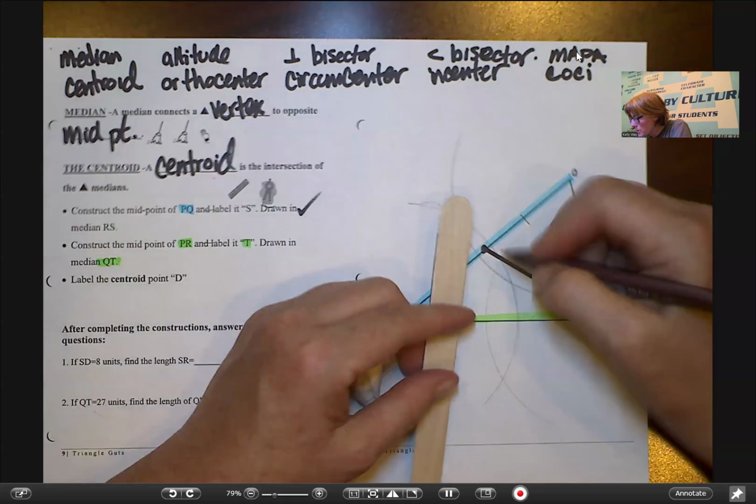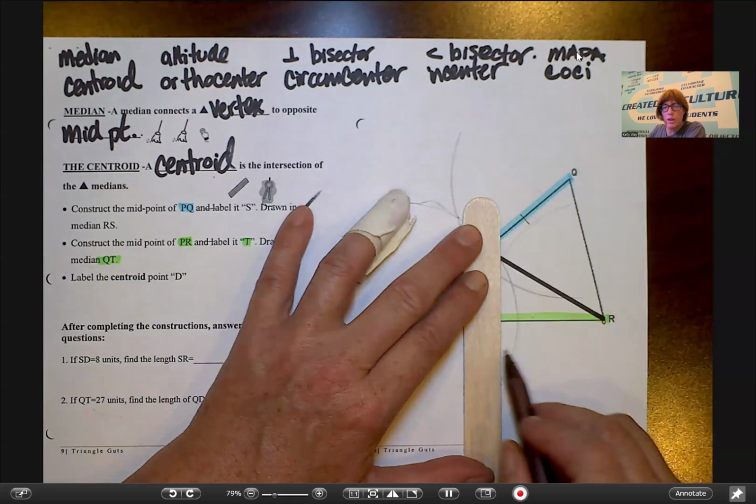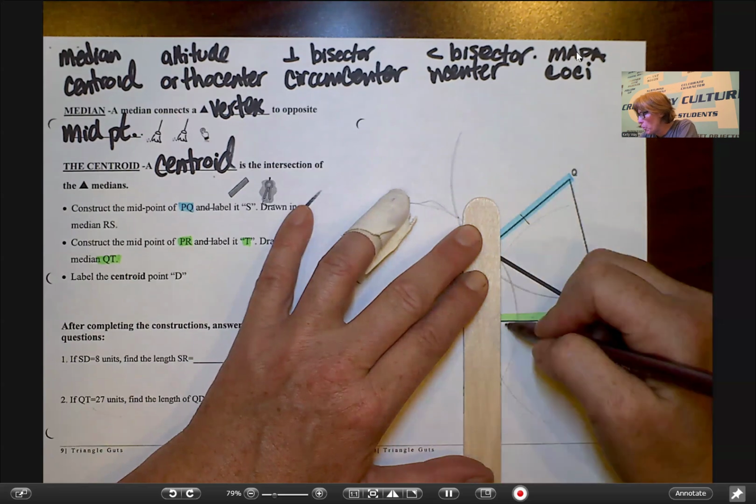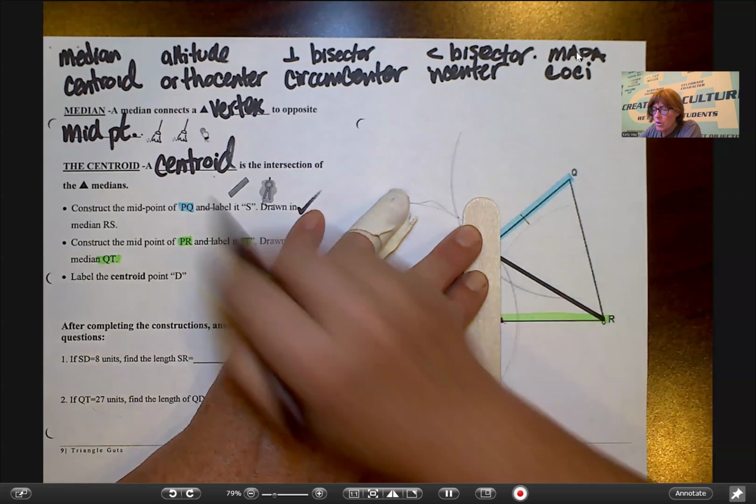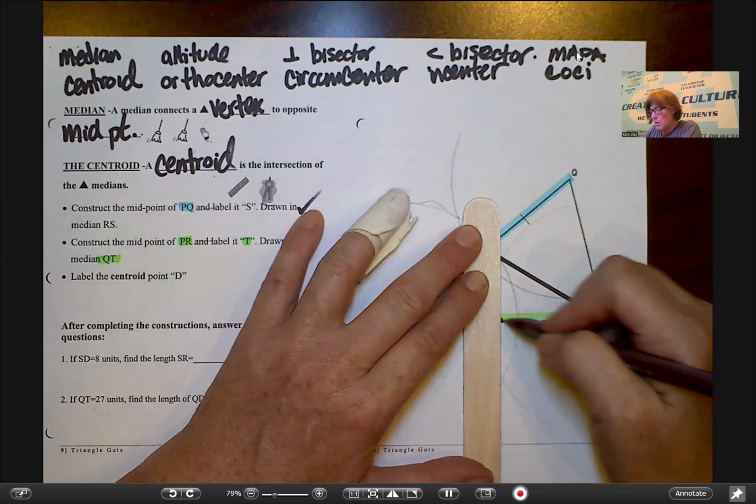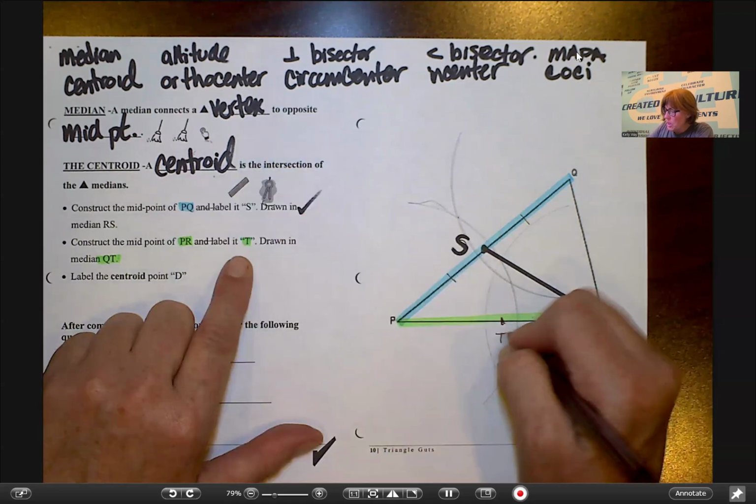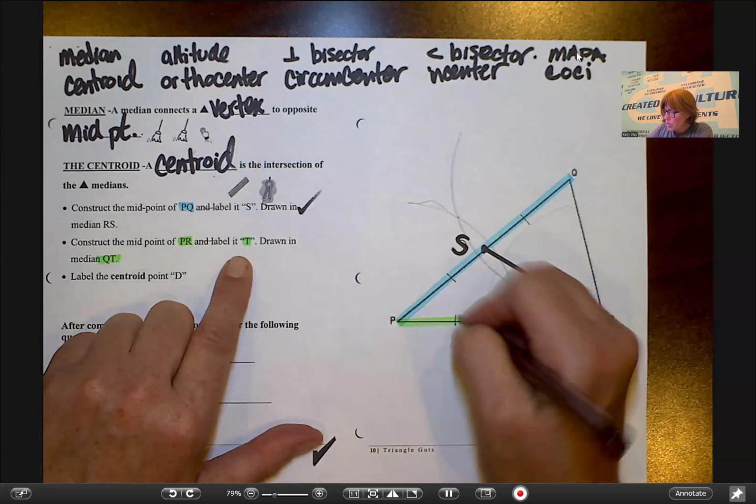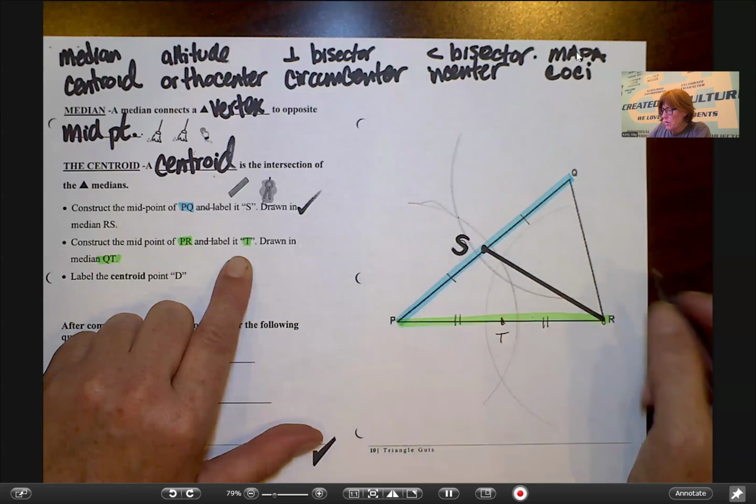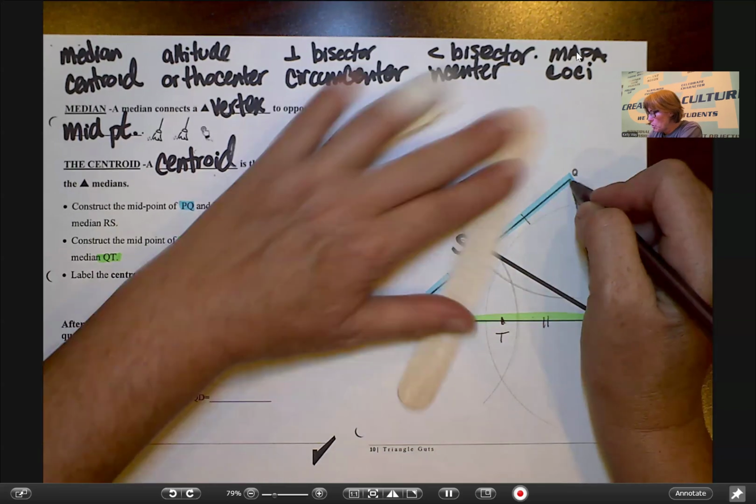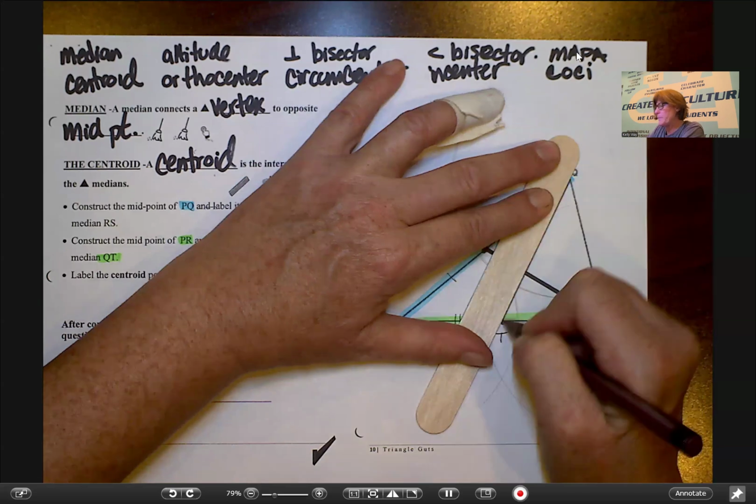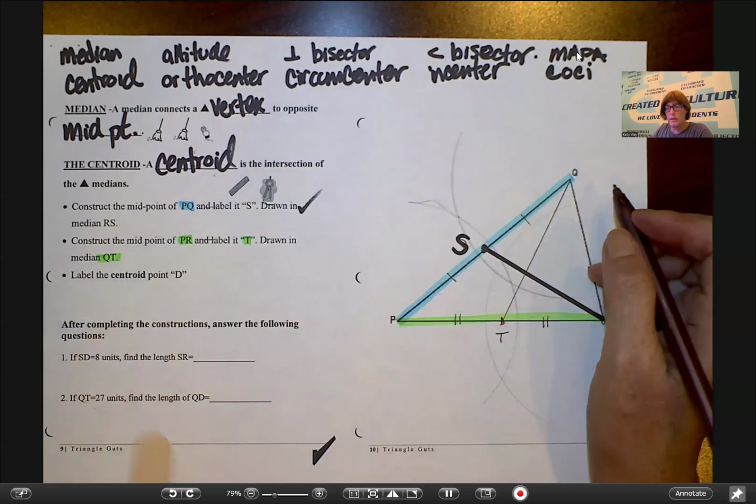Line up your points of intersection. You're not drawing a segment, you're only drawing a point. That's why it's sweep, sweep, point. That point is going to be T. It is our second midpoint. And then we draw in Q to T. That's our second median.